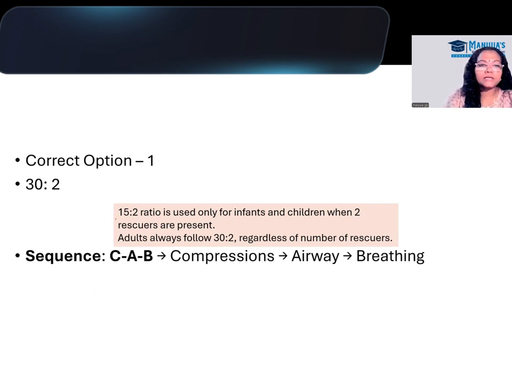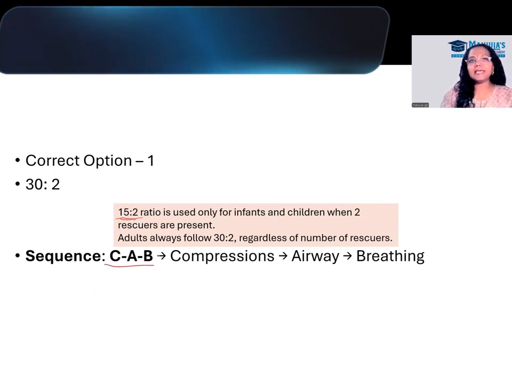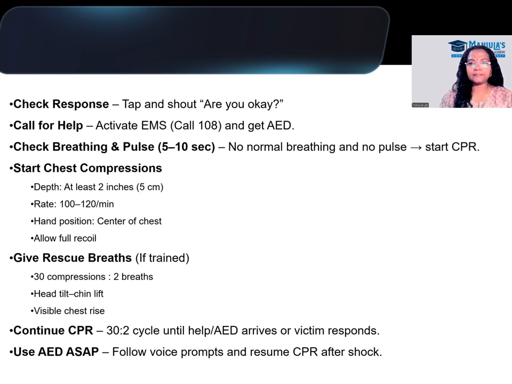The 15:2 ratio is used only in infants and children when two rescuers are present. So in adults, whether it is one rescuer or two rescuers, the ratio is 30:2. And the sequence is CAB, that is compression, followed by airway and breathing. So just a quick recap of our basic life support.